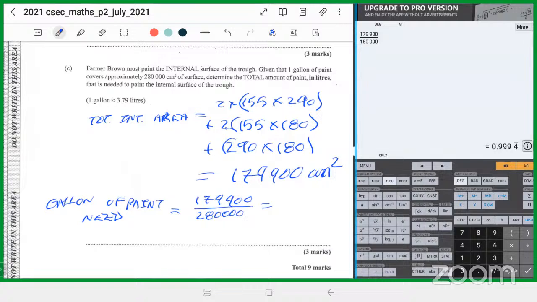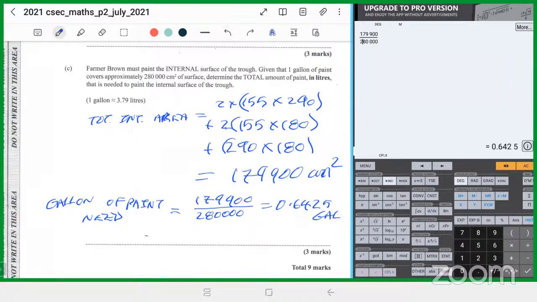Put in what? Is it 2 and 8? All right, thanks. 2. All right, so we get the exact value there. So now we get 0.6425 gallons. But I want it in liters, and this amount of liters is equivalent to 1 gallon. So we're going to multiply this now by this amount to get the liters.